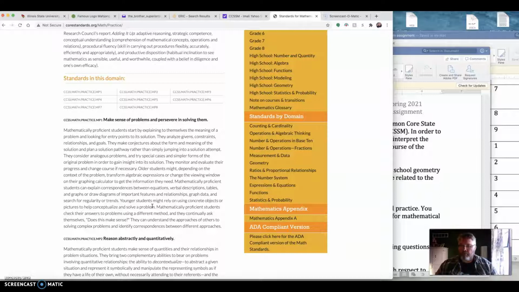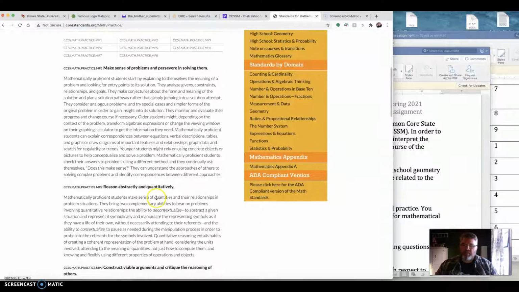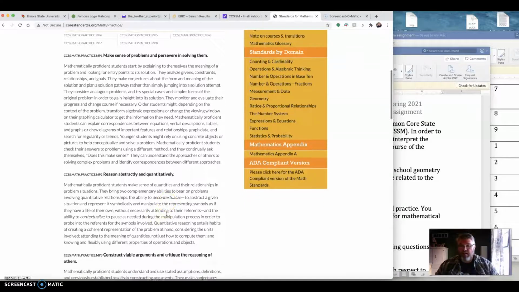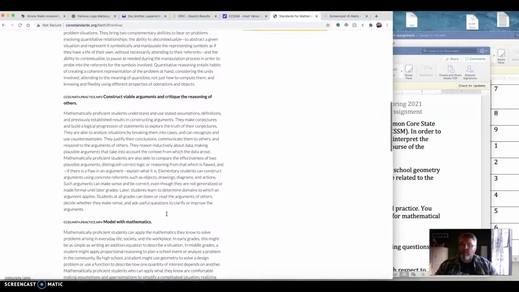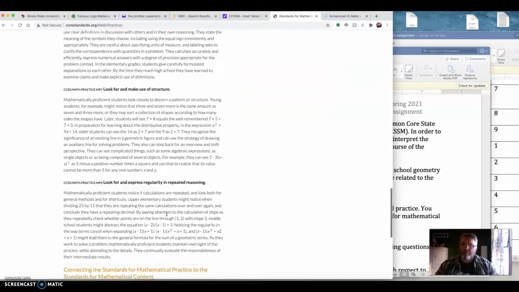Okay. Then your next one is reason abstractly and quantitatively. You're going to read this paragraph and summarize it in 2 sentences. And the reason I'm having you do this is because when you go interview, it is always great to be able to say, well, the standards for mathematical practice say this, and if you have your 2 sentences memorized, you're set, and the principal will be none the wiser.